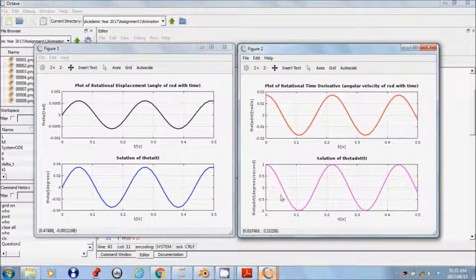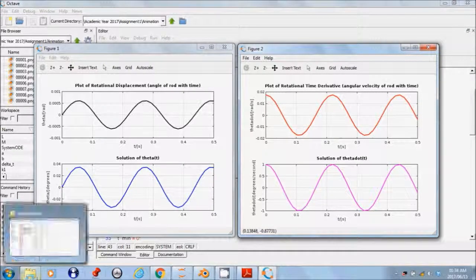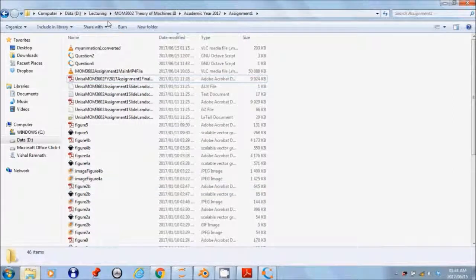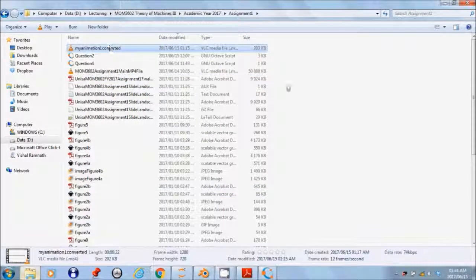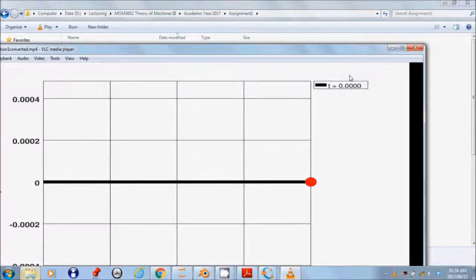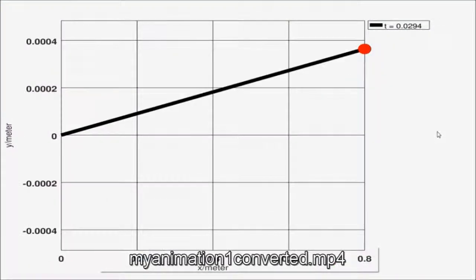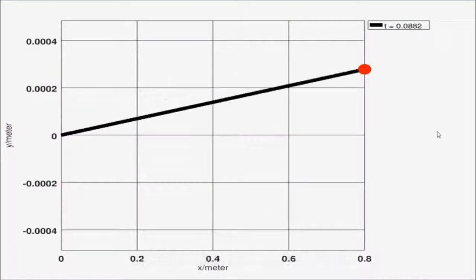When we solve it, we can also animate it. It would take maybe a little too much time to show the full animation process, but this is a snapshot of what the animation looks like.